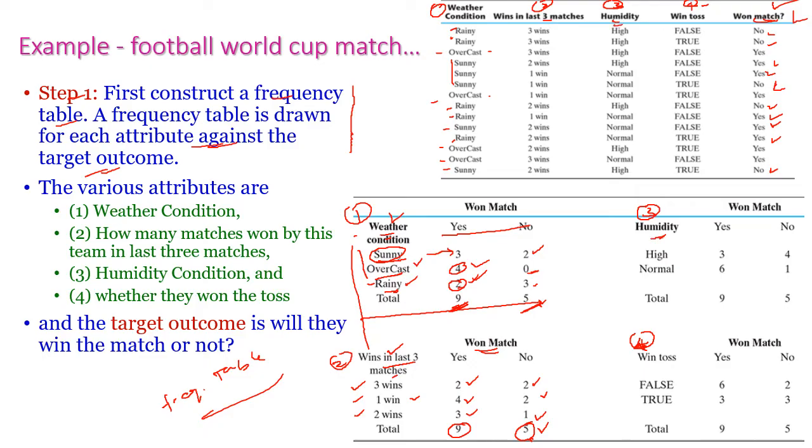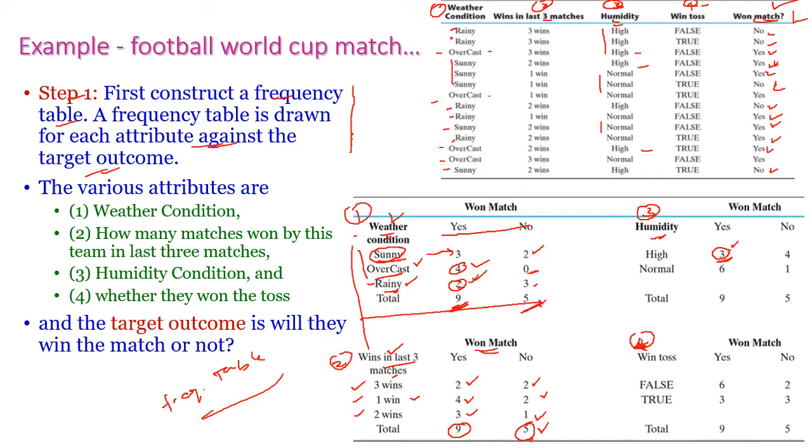Humidity has 2 different categories of data, high and normal. 7 records are on the high side and 7 records are on the normal side. If it is high, 3 records come under the yes side. See, high equals yes, high equals yes, high equals yes.